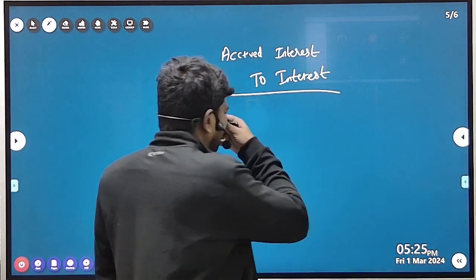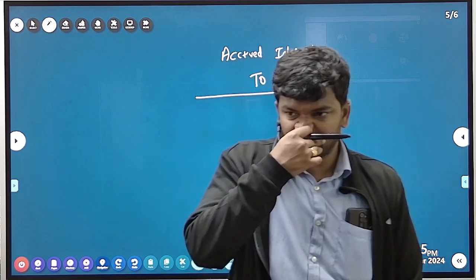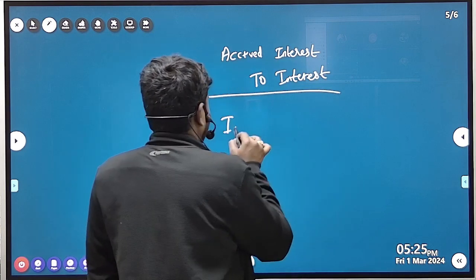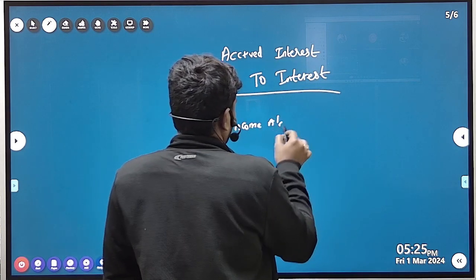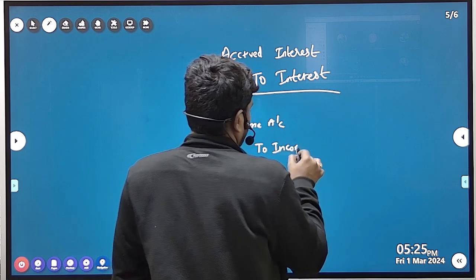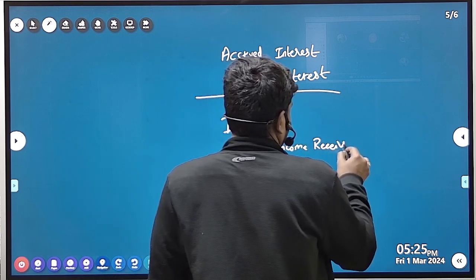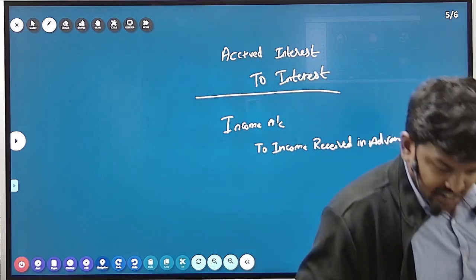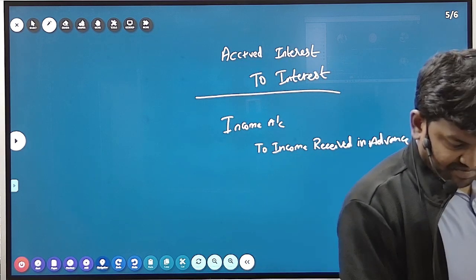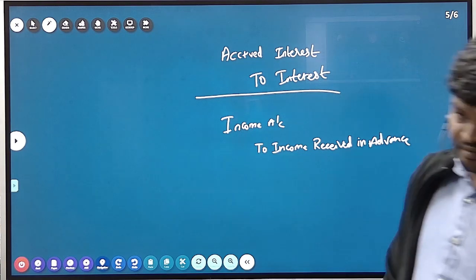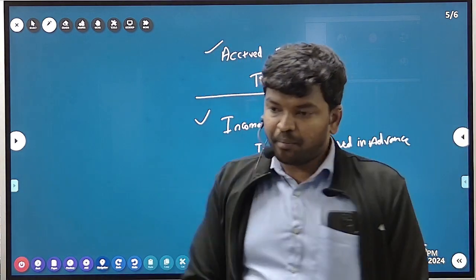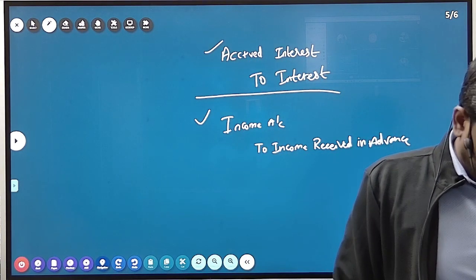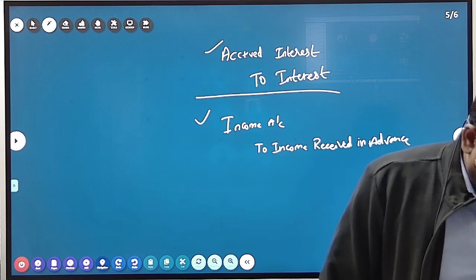Income received in advance, what is the entry? Income account debit to income received in advance. All these entries you can find in page number 67. Page number 67. Okay.